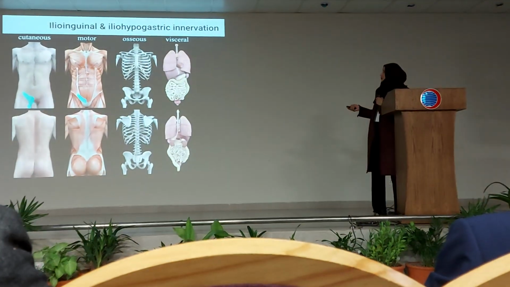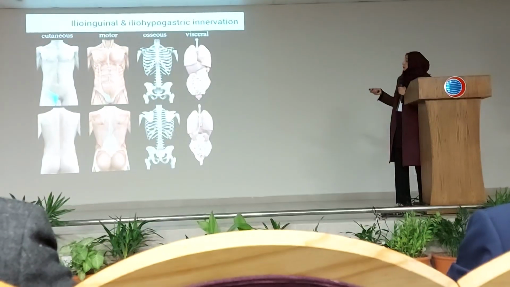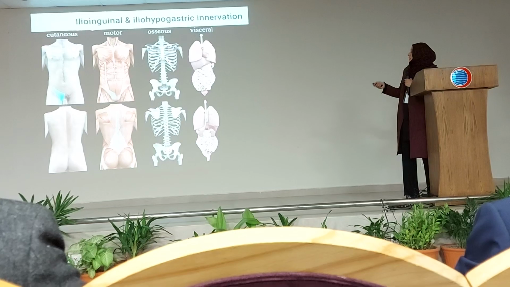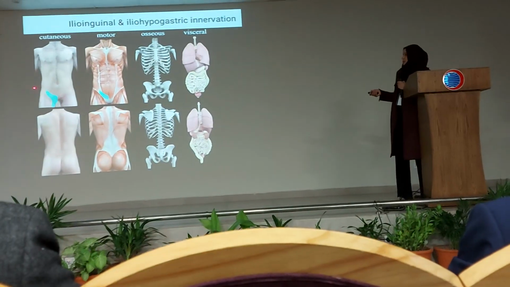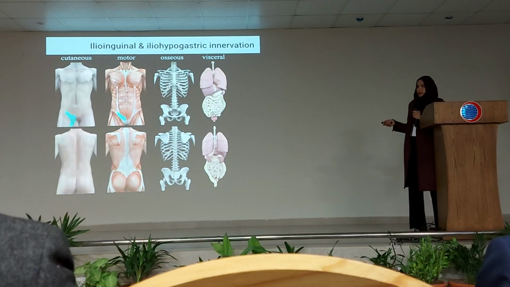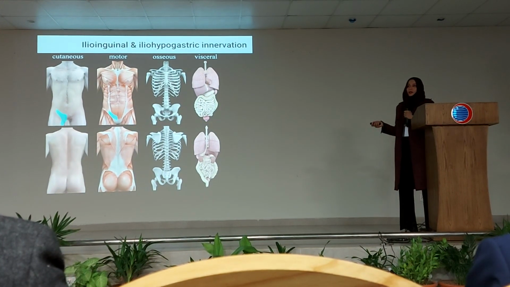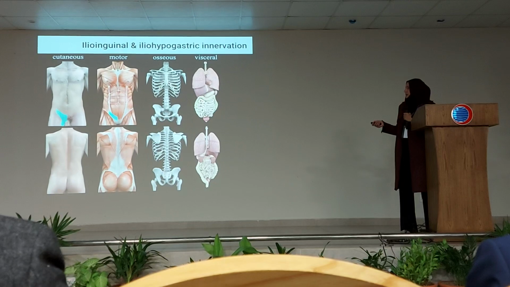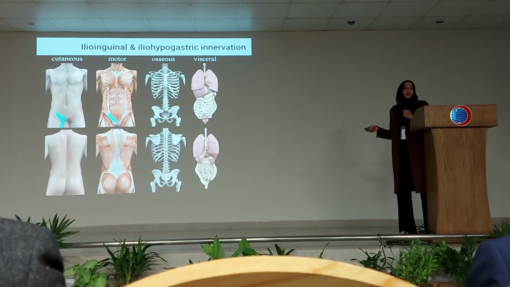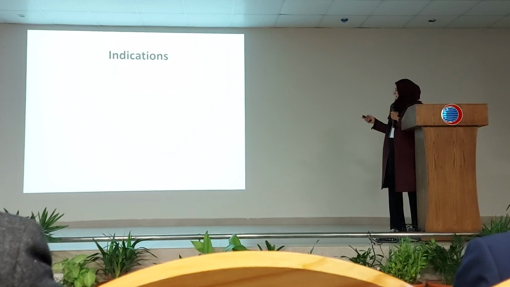Before going to the indications, I would like you to appreciate the area innervated by this nerve: just this small area of the lower abdomen, the suprapubic area, the hypogastric area, the inguinal area. Just this little area is being supplied by this. So what will be the indications of iliohypogastric nerve block? Let's have a look.